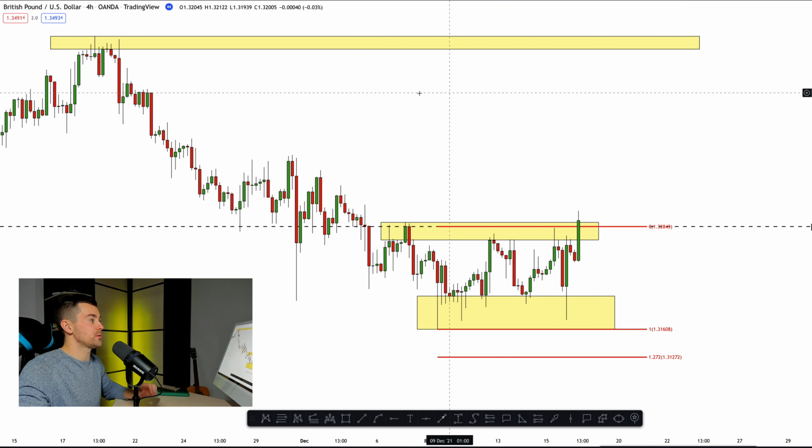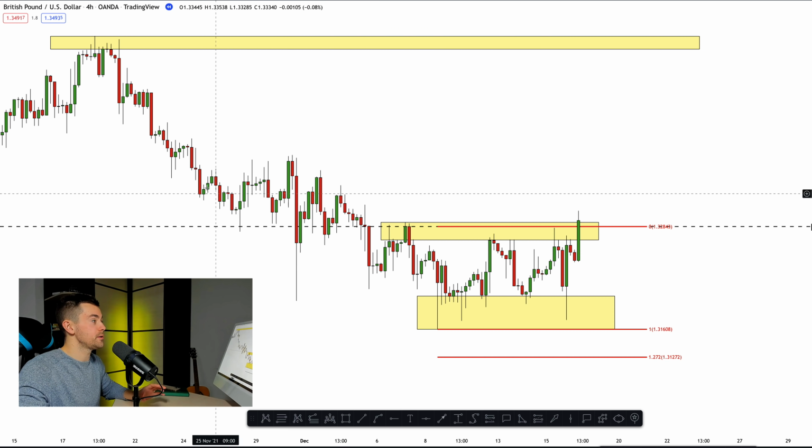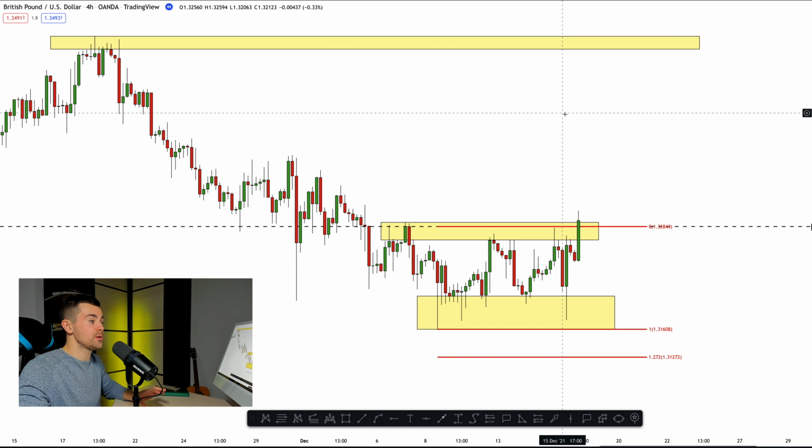Why that structure? Because from that structure, the strong bearish rally initiated. Once the price reached that level, we saw a strong bearish continuation from that. And definitely for the market participants, that structure is very important.